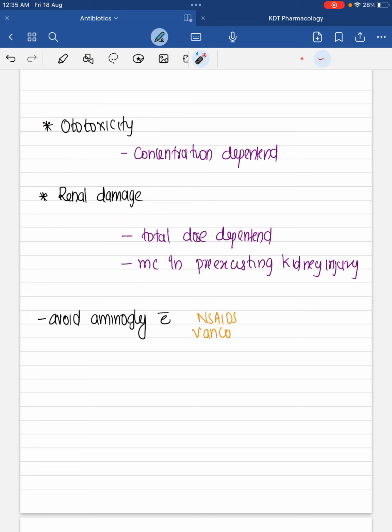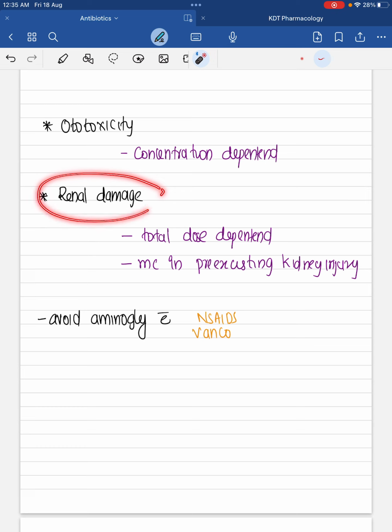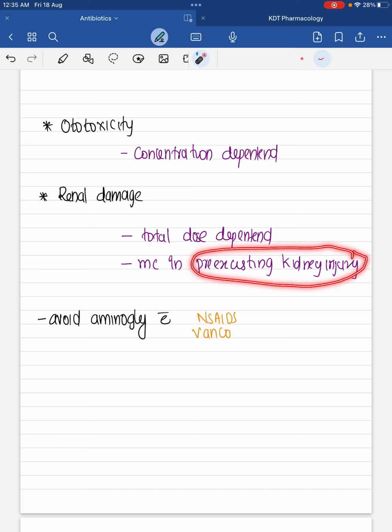Now ototoxicity is non-reversible, but renal damage is reversible when we stop the drug. Another thing, once renal damage happens, the aminoglycoside won't be excreted outside. So it will pile up in the body and the concentration will increase. Once the concentration increases, it will lead to ototoxicity. So that is the problem. And renal damage happens only when we use it in patients with pre-existing kidney injury, and when we use it along with other renal toxic drugs like NSAIDs and vancomycin. This much clear?